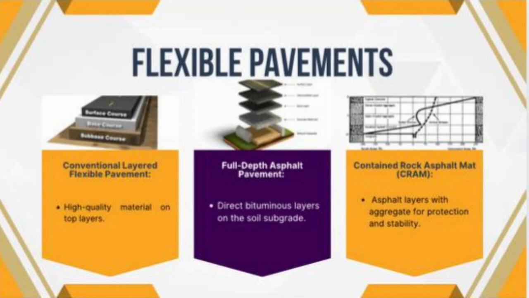Full depth asphalt pavement. This involves placing a bituminous layer directly on the soil subgrade. It's ideal for regions with heavy traffic or where high quality materials are unavailable locally. Constrained rock asphalt mat. This innovative design sandwiches a dense or open graded aggregate layer between asphalt layers. It reduces vertical compressive strain on the subgrade and offers excellent protection against surface water damage.